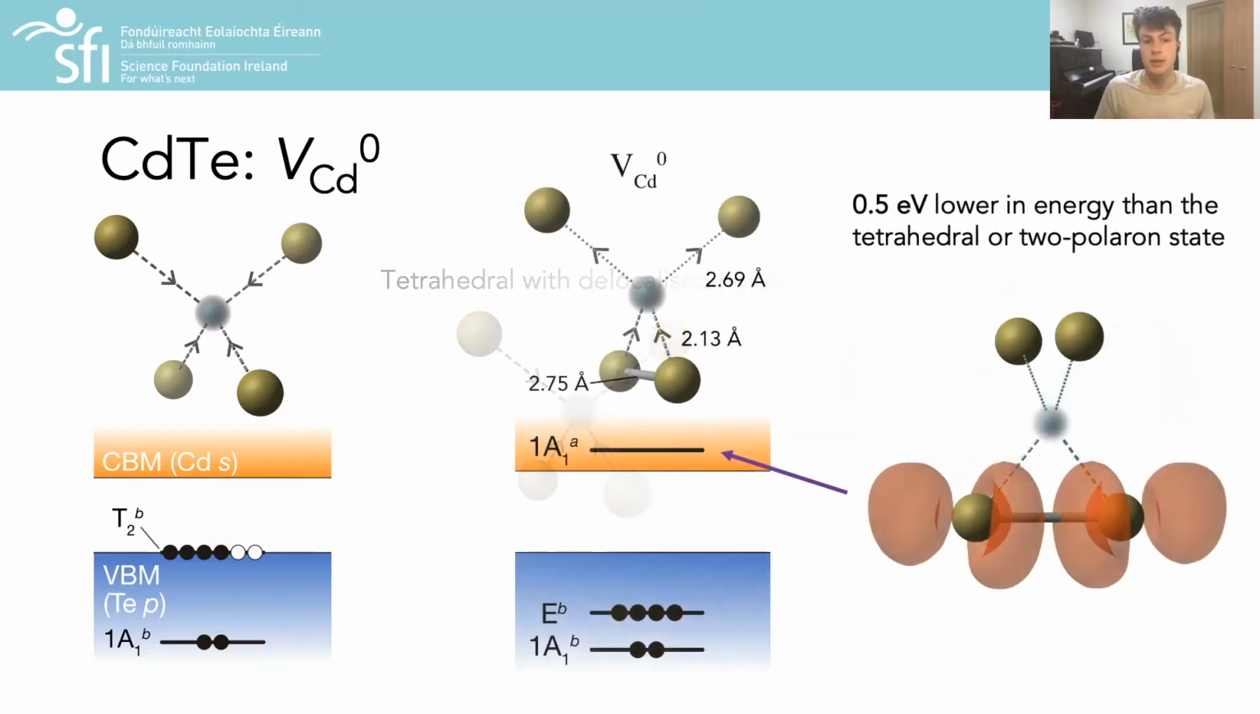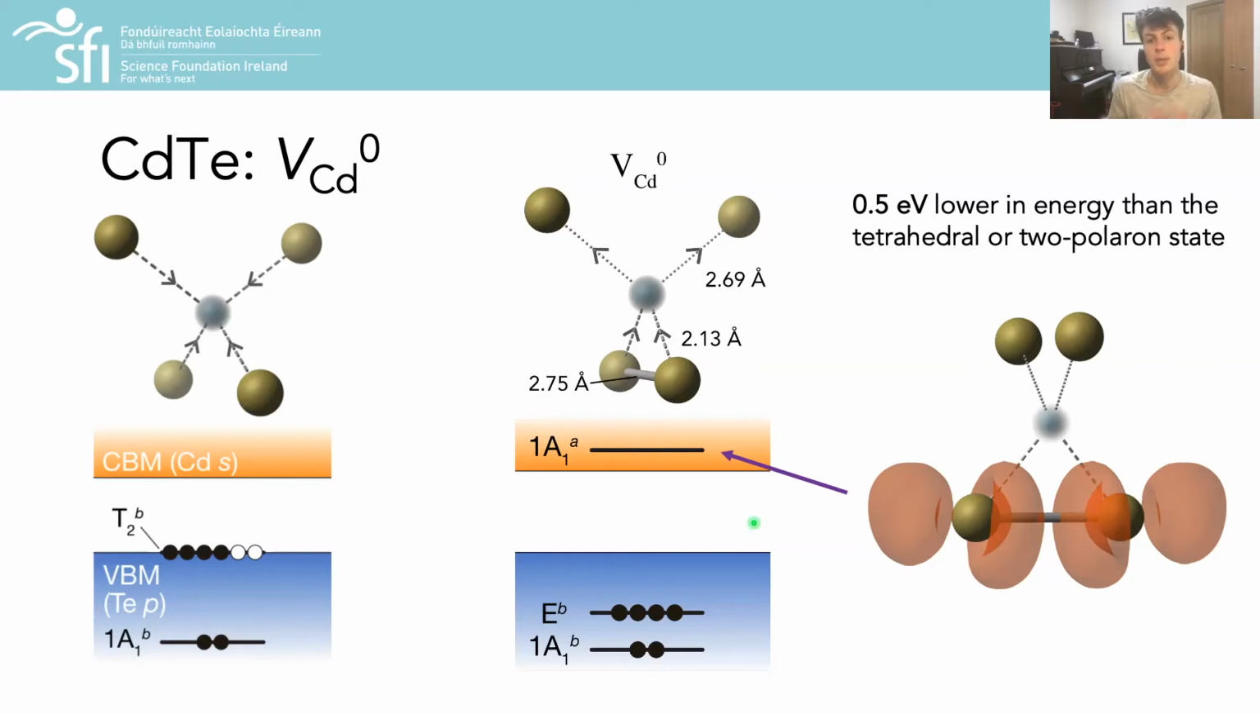What we found in our investigations, however, was that a deep twofold C2v symmetry distortion can occur in which a strong tellurium-tellurium dimer bond is formed, producing a bonding state deep in the valence band and an antibonding state just above the conduction band edge. Similar metal-metal dimer reconstructions have been noted for anion vacancies in other II-VI semiconductors like zinc selenide and zinc sulfide, but not for cation vacancies, which is partly why it took over 30 years of theory investigations of defects in cadmium telluride to identify it.